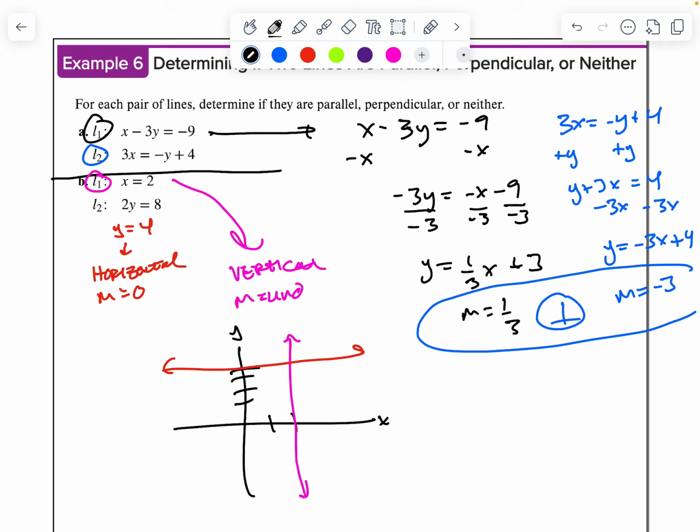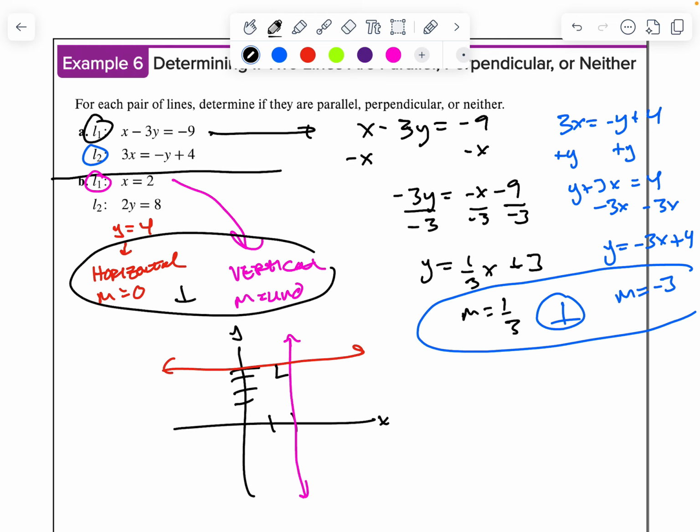Are these lines parallel, perpendicular, or neither? They're certainly not parallel because they're not going in the same direction. Do they make a right angle? And they do. Any vertical line and horizontal line are perpendicular. These two lines are perpendicular. They have the opposite slope. A slope of 0 is always going to be perpendicular to a slope of undefined, and vice versa.